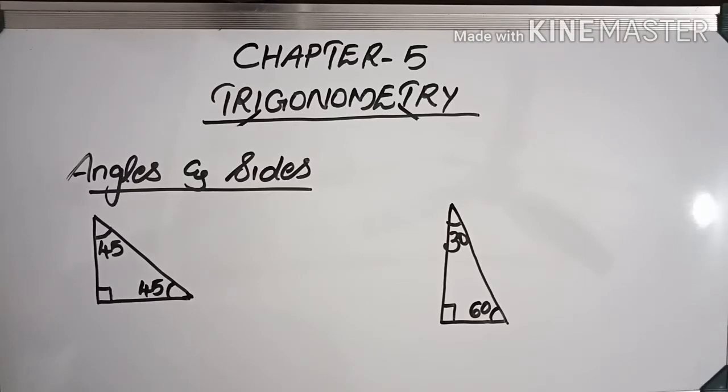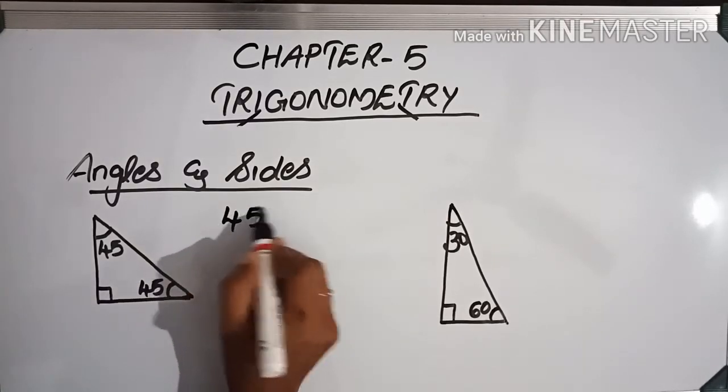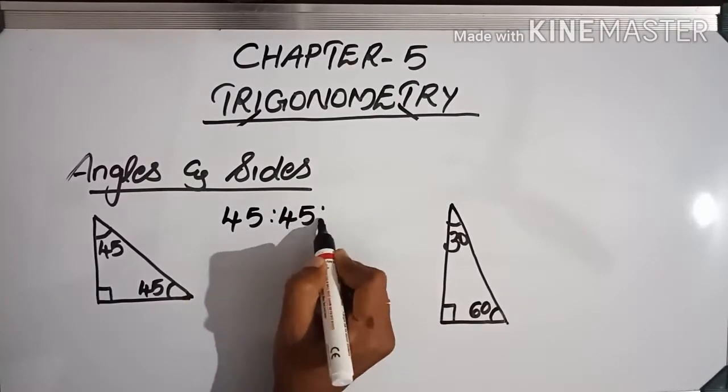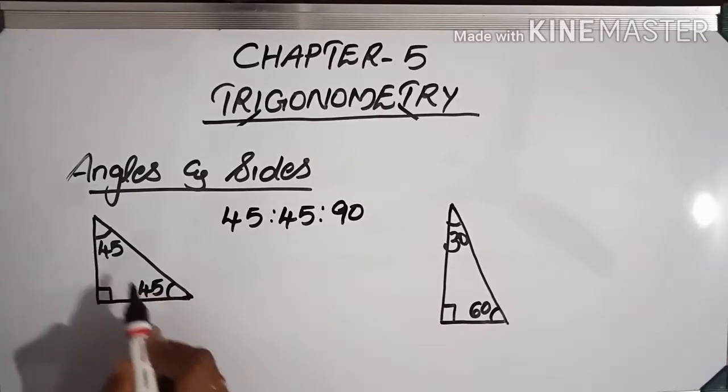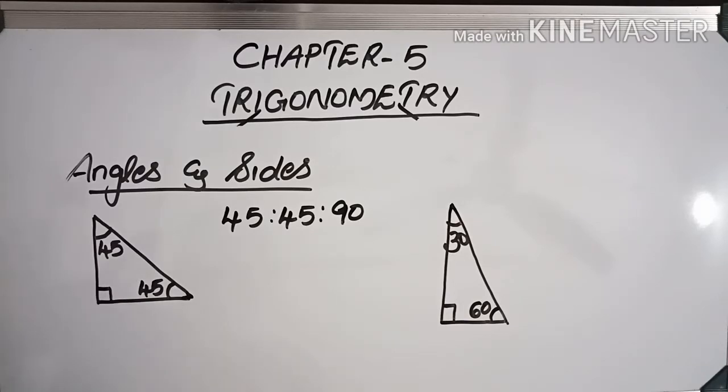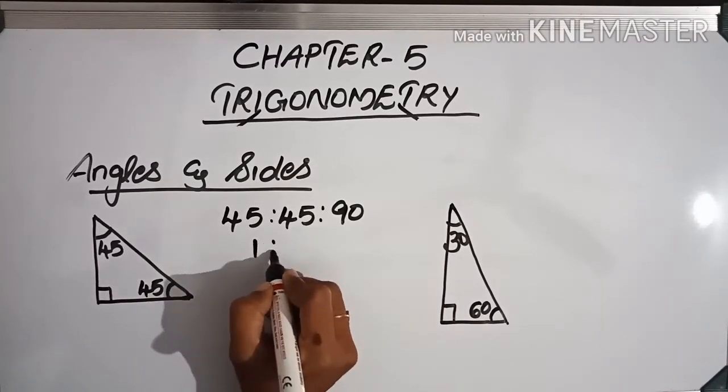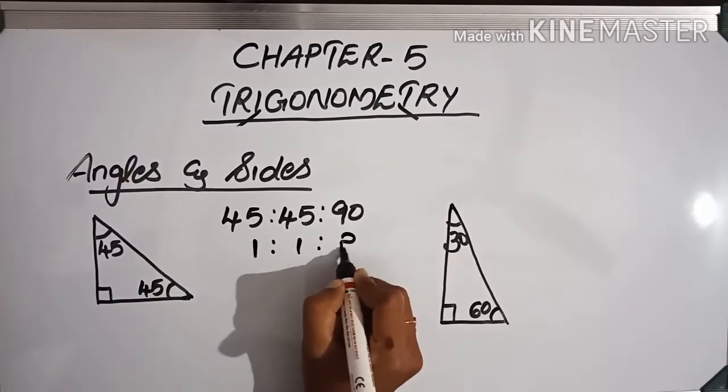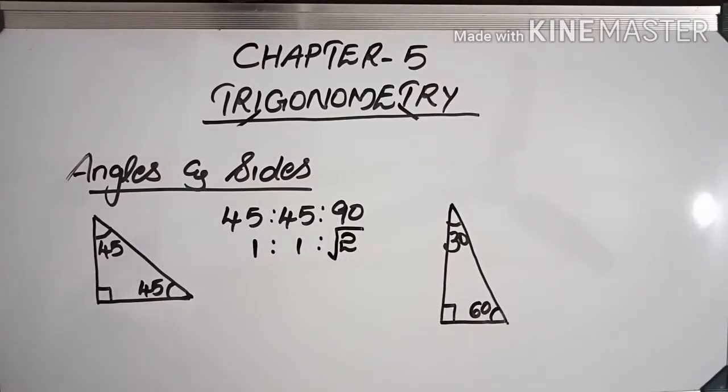And you have learned one relationship for these triangles, that is the ratio concept. What was that? For a 45, 45, 90 degree triangle, the sides will be in a particular ratio. 45 here, 45 here, 90 here. The sides of these triangles will be in the ratio 1 is to 1 is to root 2.